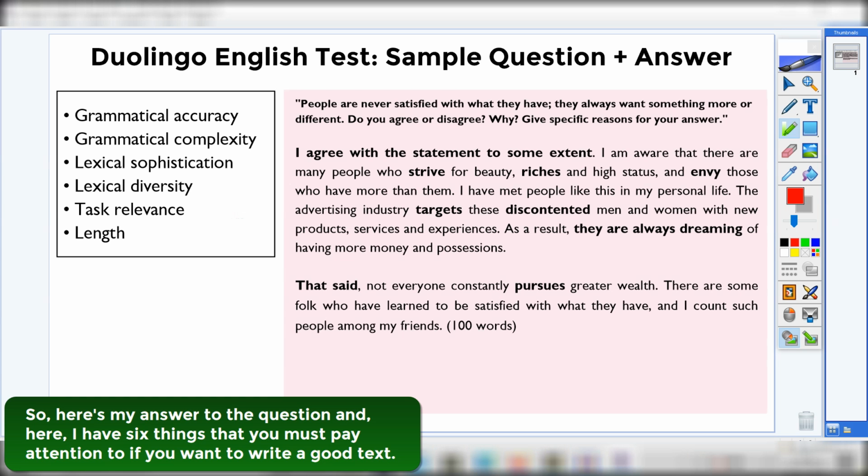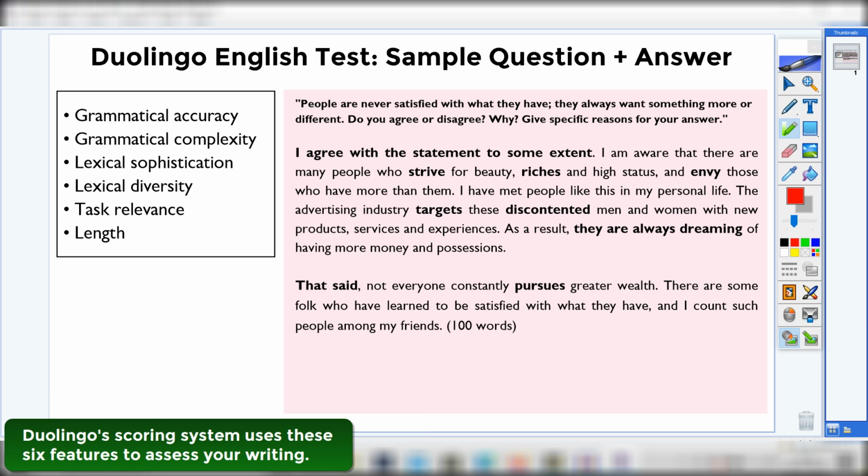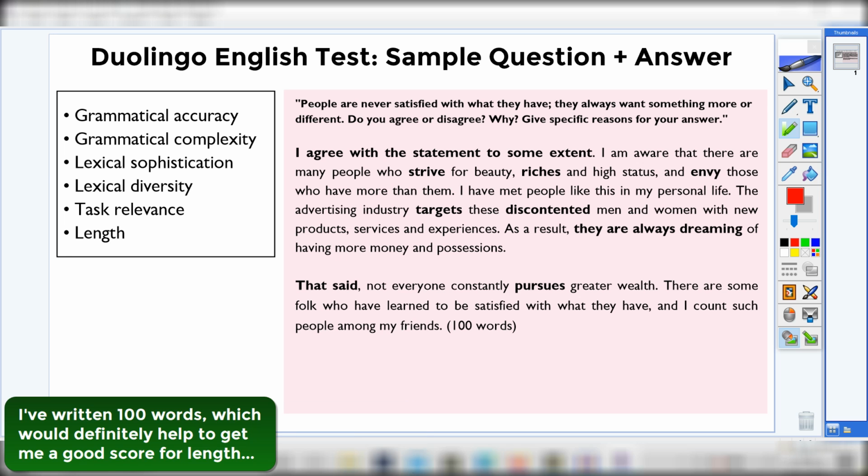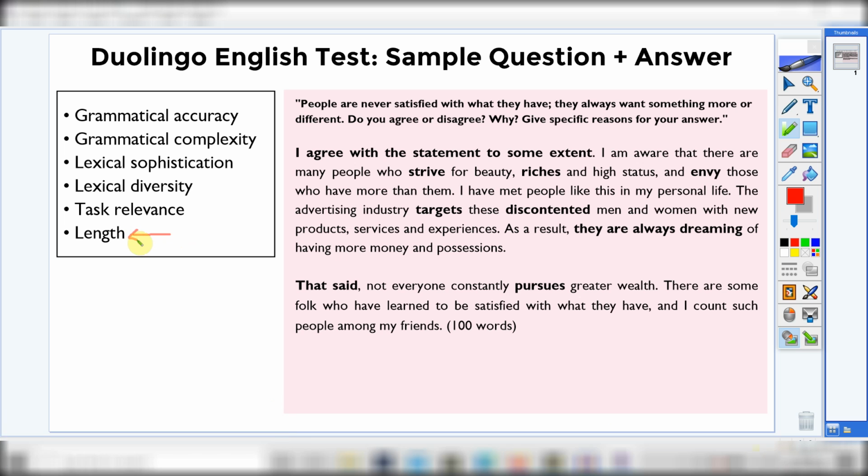So here's my answer to the question, and here I have 6 things that you must pay attention to if you want to write a good text. Duolingo's scoring system uses these 6 features to assess your writing. I've written 100 words, which would definitely help to get me a good score for length, but I reckon if you're able to write between 60 and 80 words, you've done very well.